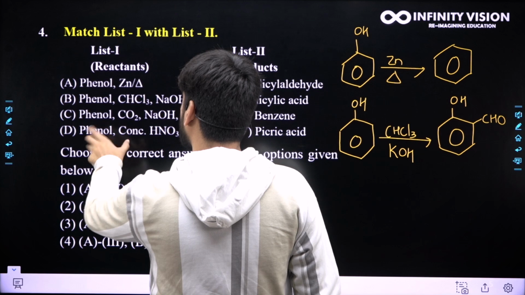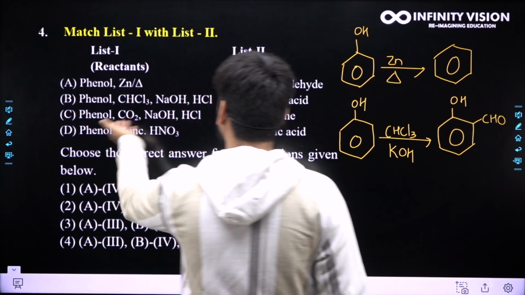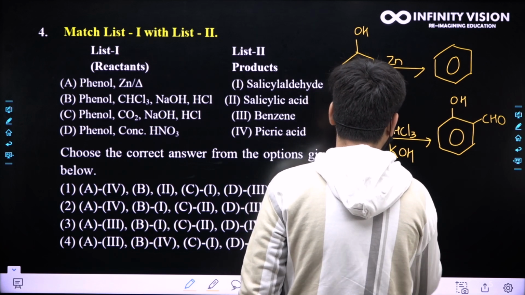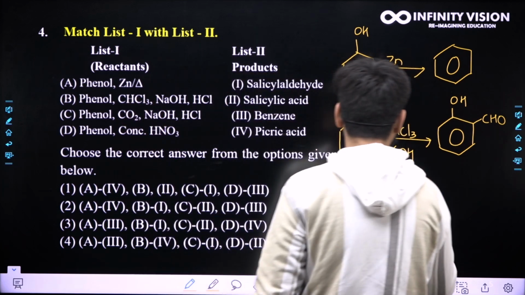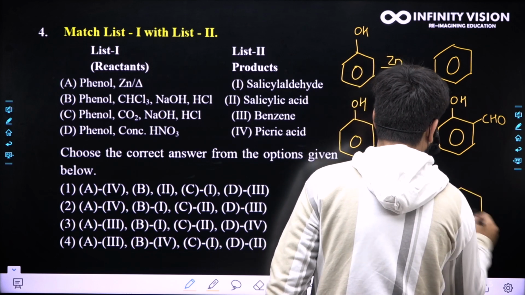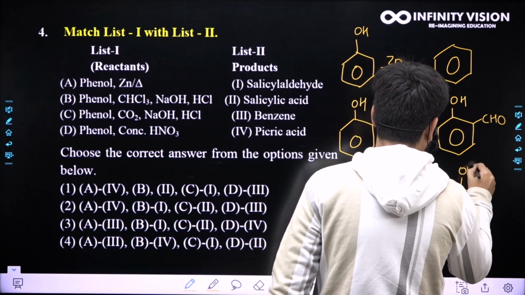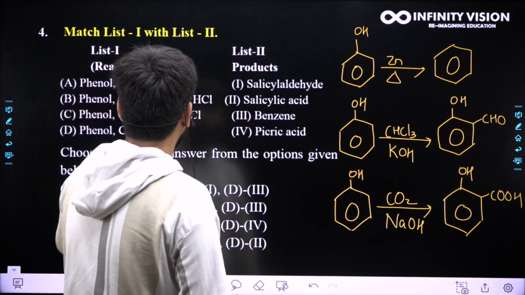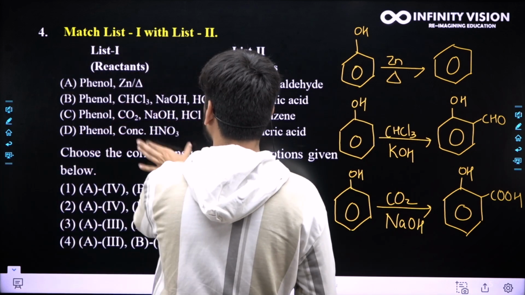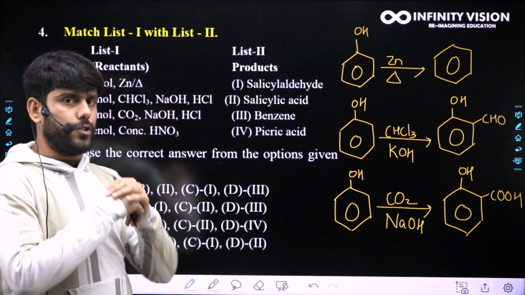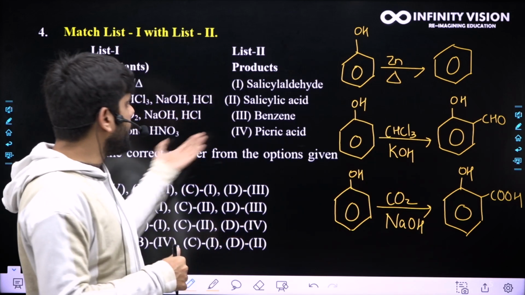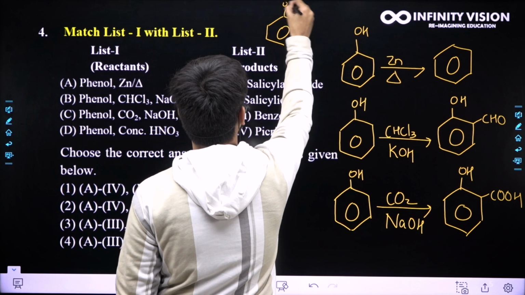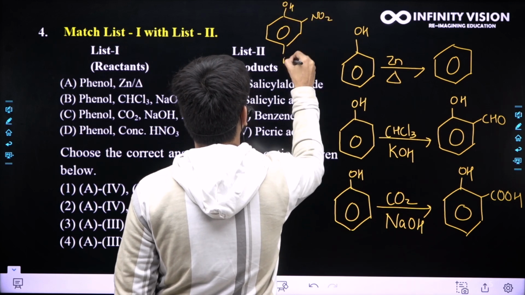Then the third reaction is the Kolbe-Schmidt reaction. So let us see. We have phenol, with carbon dioxide acting as an electrophile over here. In the presence of NaOH, what we end up getting is ortho-salicylic acid. And the last one is the nitration of phenol, but in the presence of concentrated HNO3, which leads to polysubstitution, and we end up getting picric acid, right? This is our picric acid.